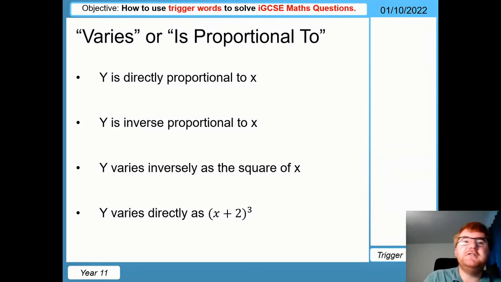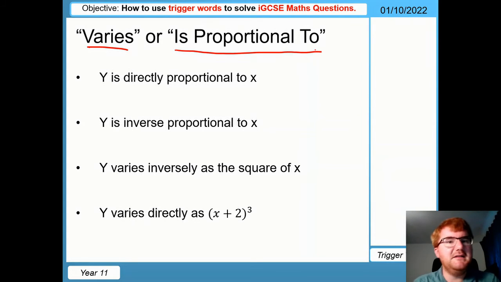And on to a topic that many students find difficult here, which is variation and proportion. If you want more information about this, more practice on this, then do check out the video above. What I want to talk about is the trigger word here. So if we see varies or we see is proportional to, you need to think about this process. Now, the issue with this, it comes up in slightly different words each and every year. So I'm trying to give you a real good breakdown of how we do this. So if you see y is directly proportional to x, write the following.